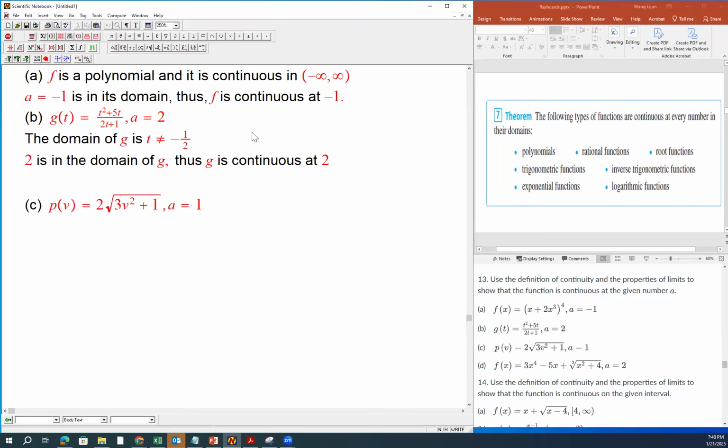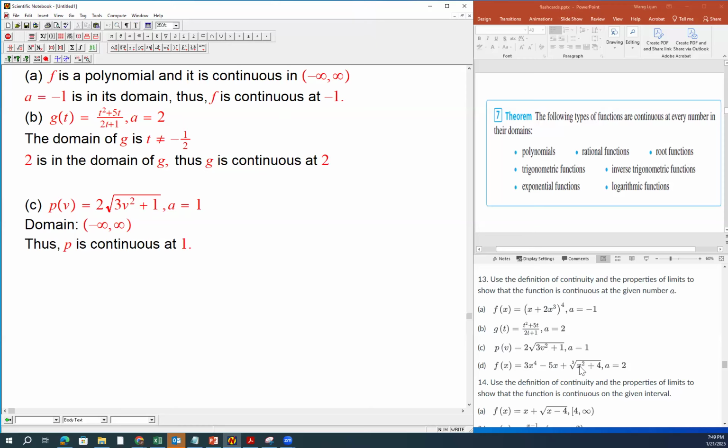So what's the domain of P? What's the domain of this function? Well, for any input, because we're taking the square root, but for each input we do v squared, so the domain is all real numbers. Even though this is a root, the domain is all real numbers. And certainly 1 is in the domain. Then you say that P is continuous at 1. You see, that's how we use these theorems.